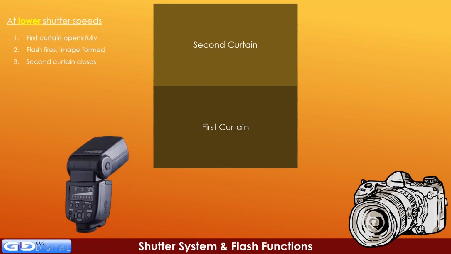If a speed light is used at lower shutter speeds, when the shutter button is pressed, the first curtain opens fully. The flash then fires, exposing the sensor. The second curtain closes and the curtain resets. Take a look.